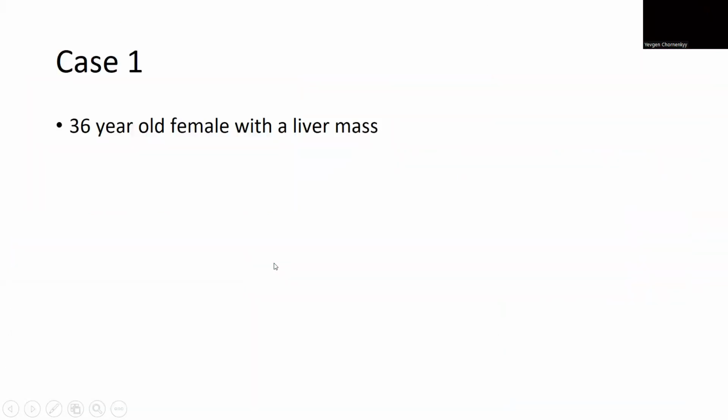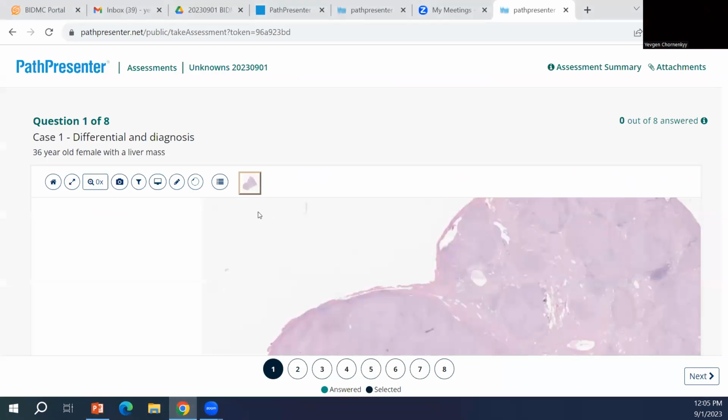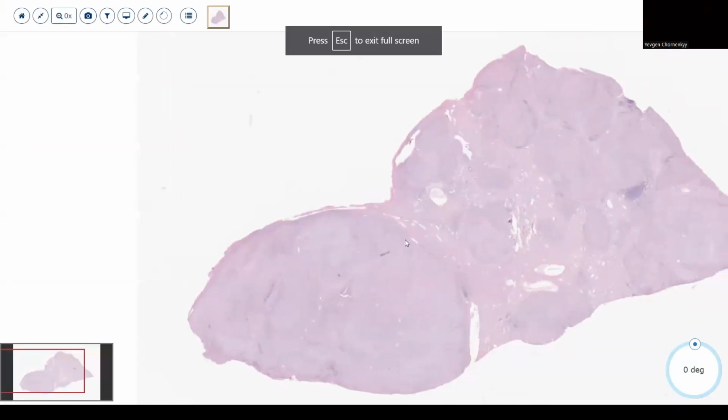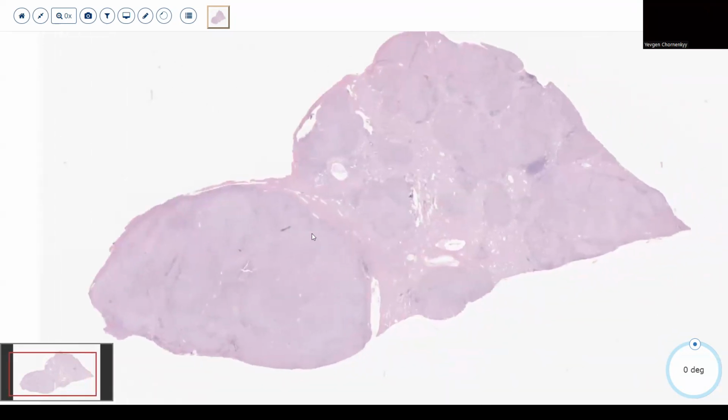Okay, this is the first case. It's a 36-year-old female with a liver mass. You don't have to come up and drive these. I can drive them, but if anyone volunteers and wants to give it a shot, you're more than welcome. But again, you don't have to. Does anyone want to give a shot at describing this histology?